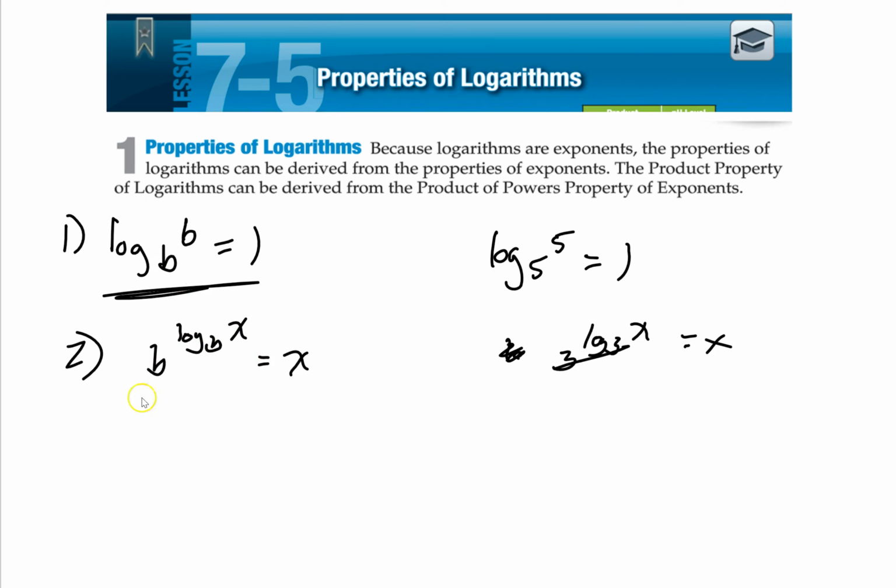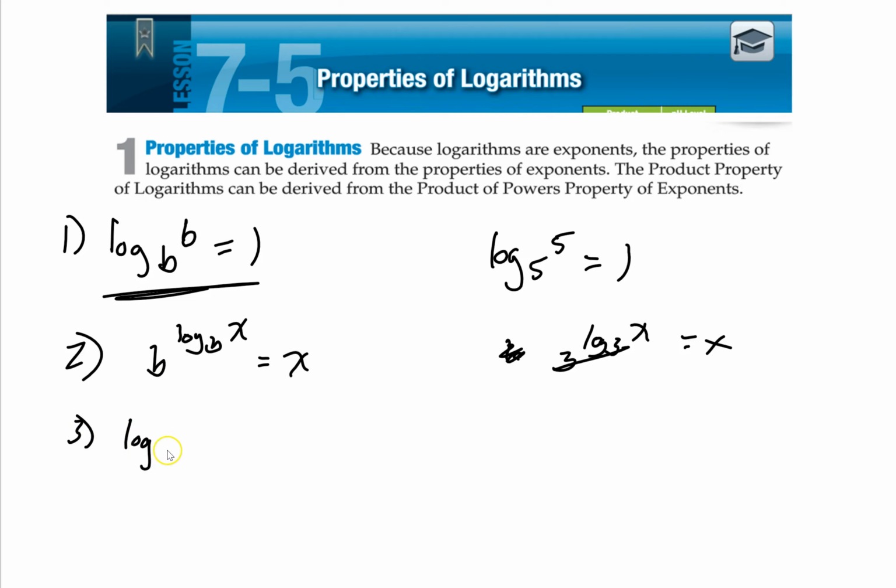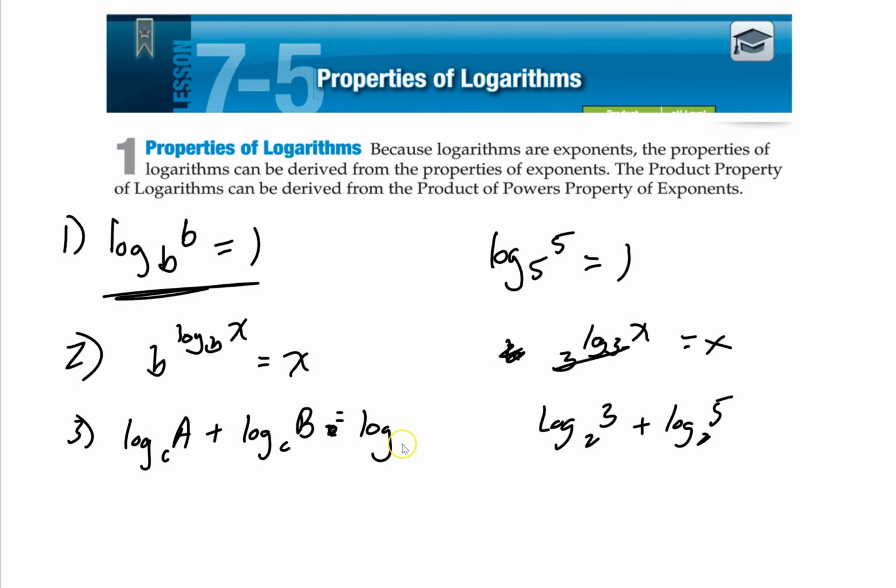Now let's get to the ones that are really famous around here. These are going to be seen a lot in the coming weeks. You'll use them all the time. The first one is this. If I give you log base C of A plus log base C of B, what does that equal? Like log base 2 of 3 plus log base 2 of 5. When you add, you're really multiplying. So this is log base C of A times B. In this case, this would be log base 2 of 3 times 5, which is 15.